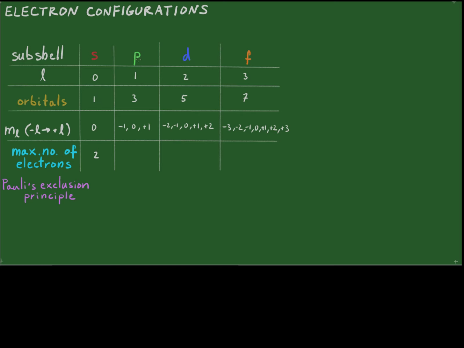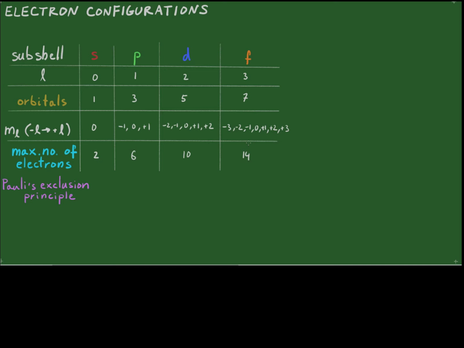The P subshell has 3 orbitals, 3 times 2 is 6, so maximum number of electrons is 6. D has 5 orbitals, 5 times 2 is 10. F has 7 orbitals, 7 times 2 is 14.